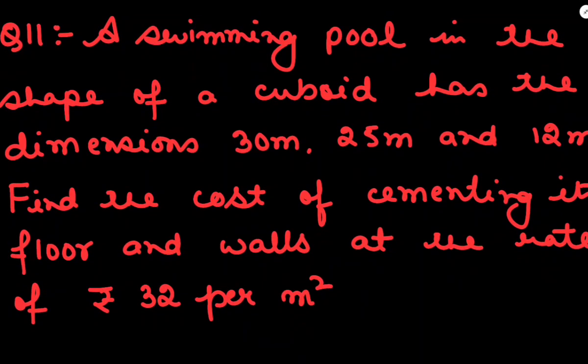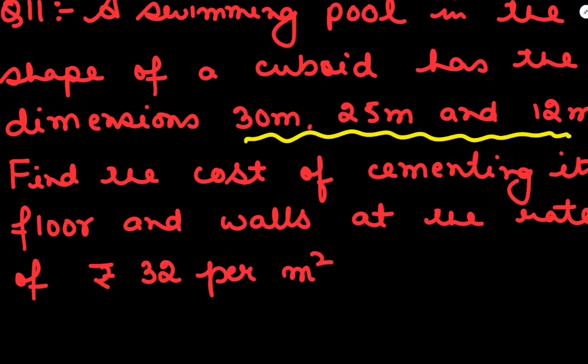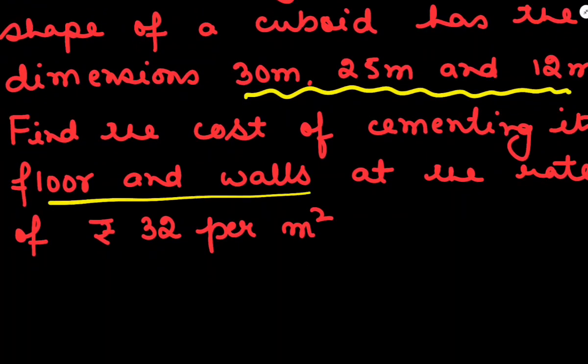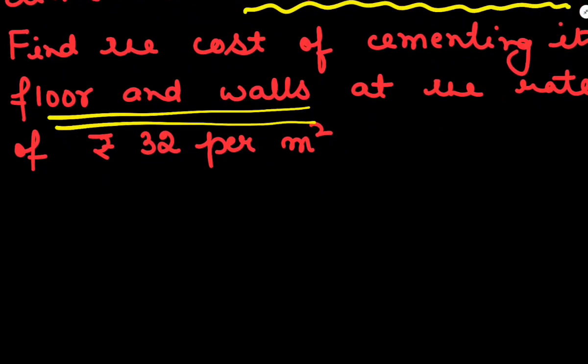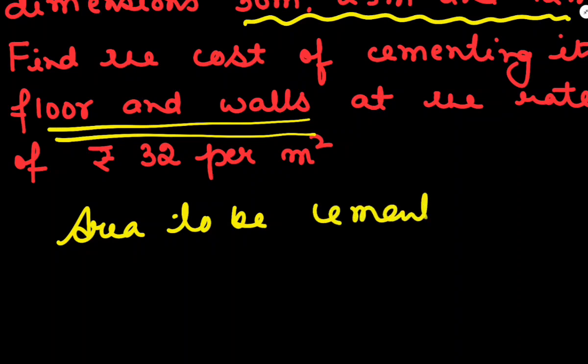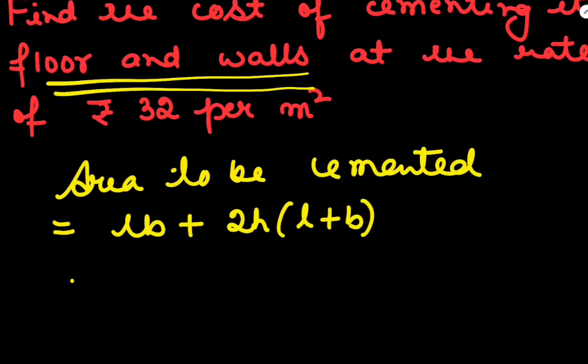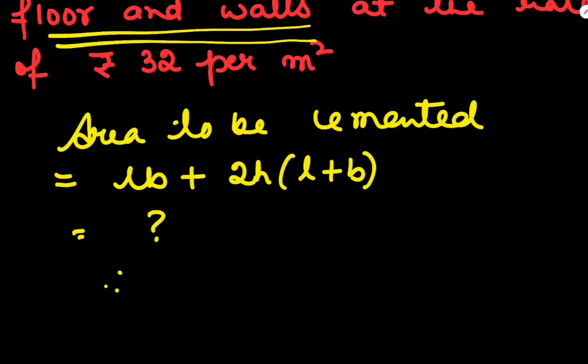This is the last question, I think. A swimming pool in the shape of a cuboid has the dimensions 30 meter, 25 meter and 12 meter. Find the cost of cementing its floor and the walls, very important, floor and the walls, at the rate of this. We obviously need to know how much area has to be cemented. For the floor it is L into B, make this clear, and for the four walls it is the LSA, which is 2H into (L plus B). Hope this is clear. Then you put the values of length, breadth and height, which are given, find this area, and after the area, multiply by the cost rate to get the required cost.